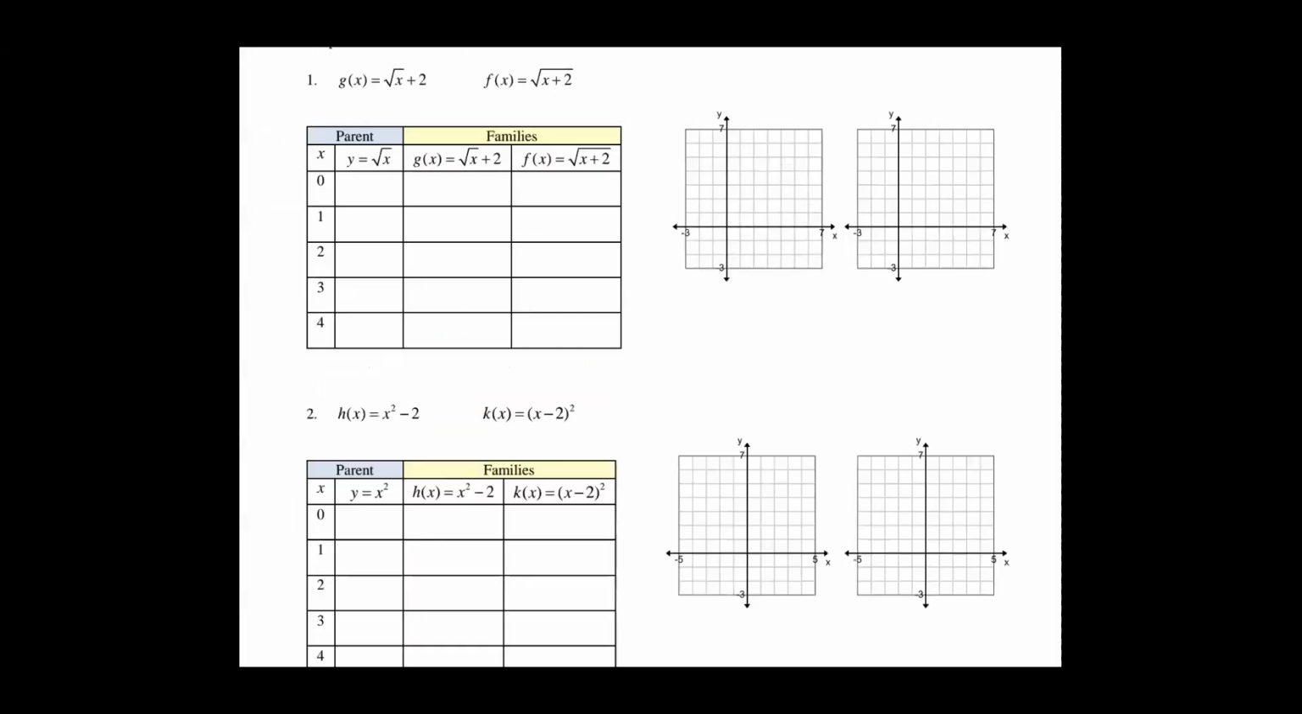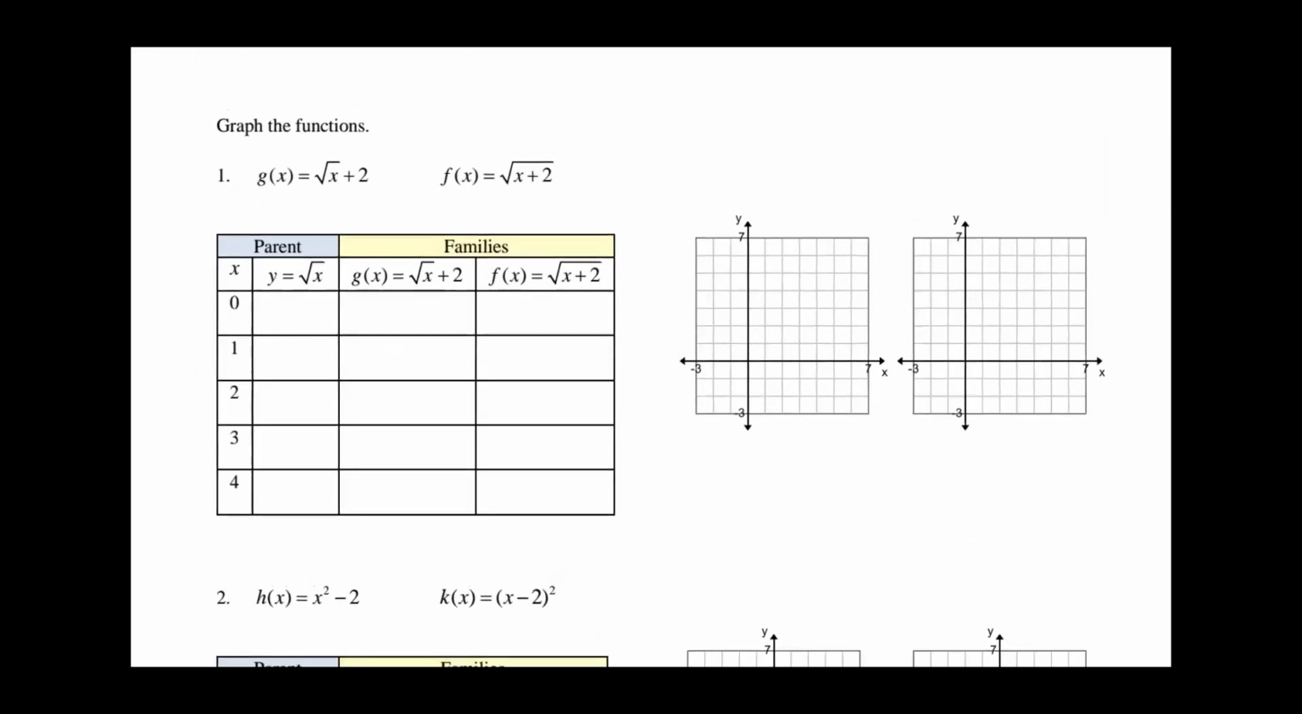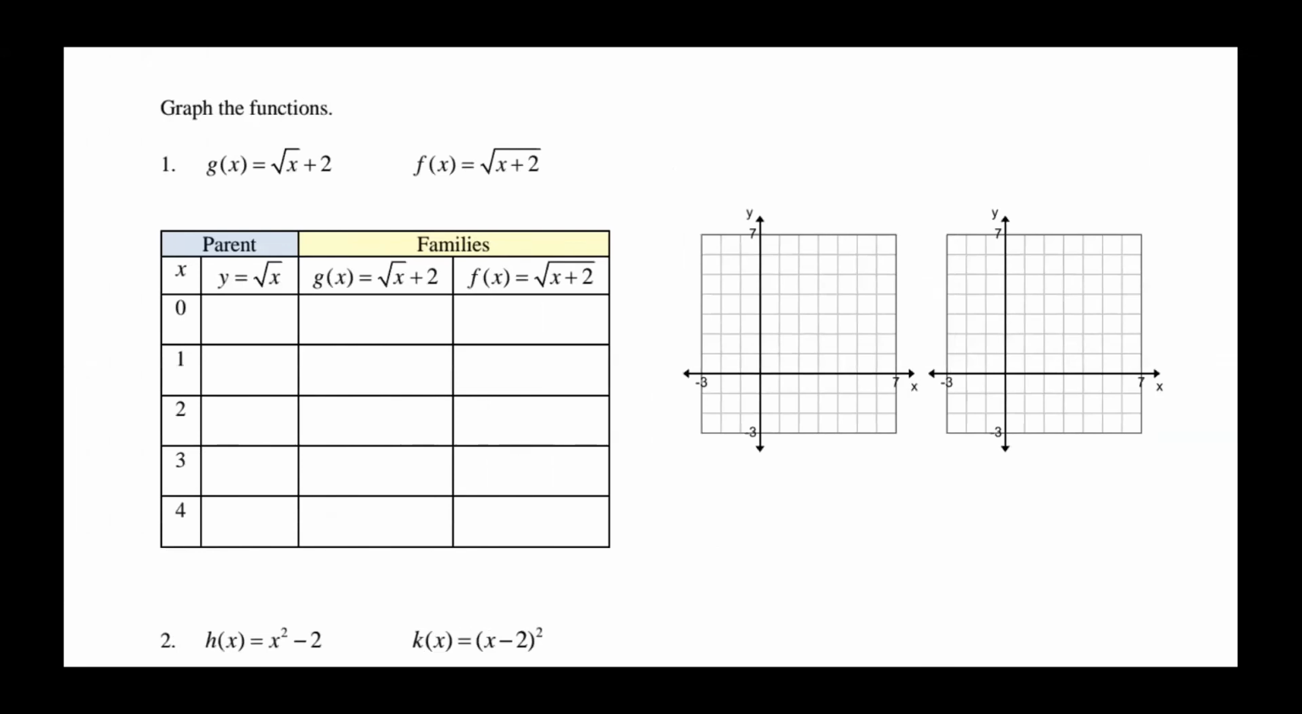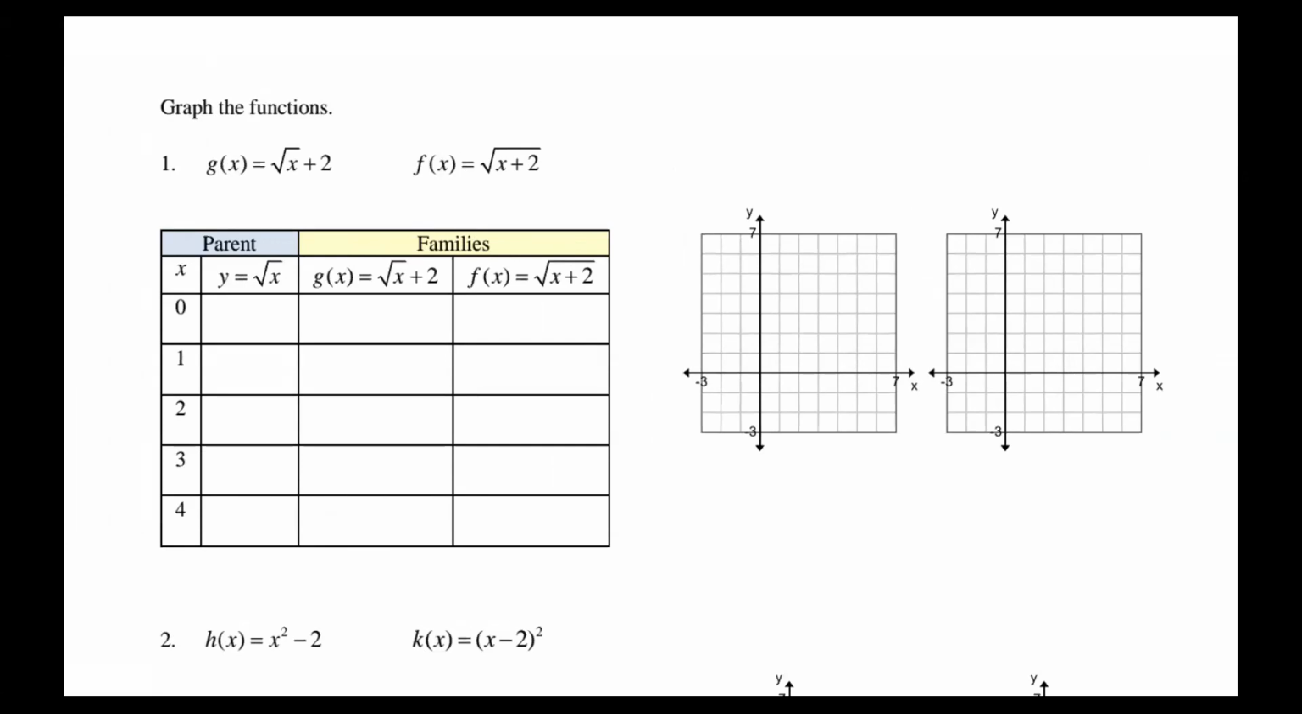I would encourage you to graph all these functions. I would encourage you to enter them on your graphing calculator so you can evaluate the values. For example, the first one, we are going to graph two functions here. The first one is g of x equals square root of x plus 2, and f of x is another function, square root of x plus 2. This one is the vertical shift because the 2 is added outside. That means you're going to move the graph 2 units up, and this one is going to be the horizontal shift.